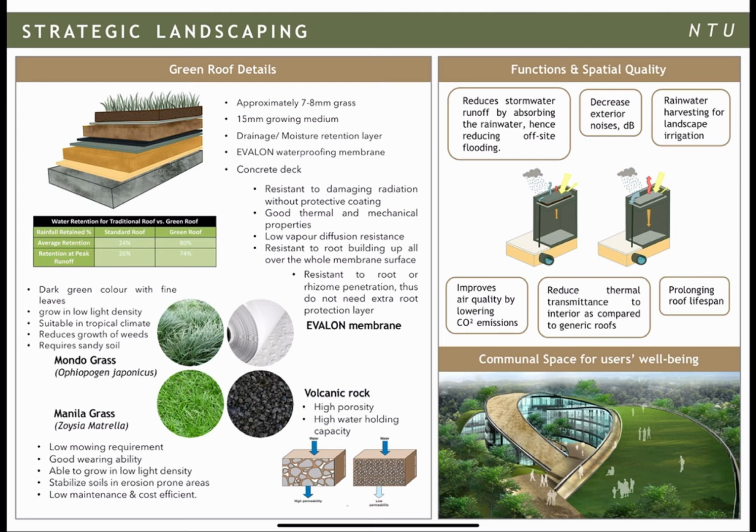It has high porosity and high water holding capacity. The green roof helps to reduce stormwater runoff by absorbing the rainwater, hence reducing off-site flooding. It also decreases exterior noise and allows rainwater harvesting for landscape irrigation. It also improves air quality by lowering CO2 emissions and reduces thermal transmittance to the interior as compared to a general roof, and also prolongs the roof lifespan.